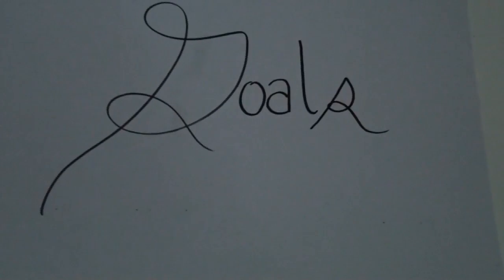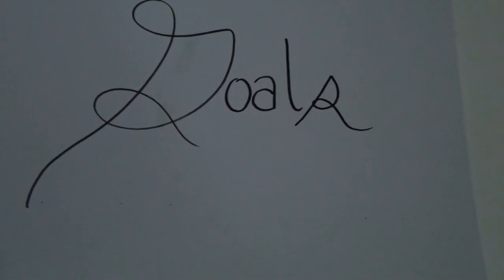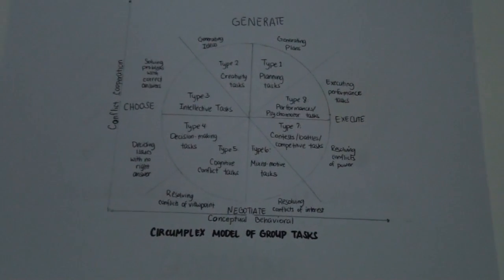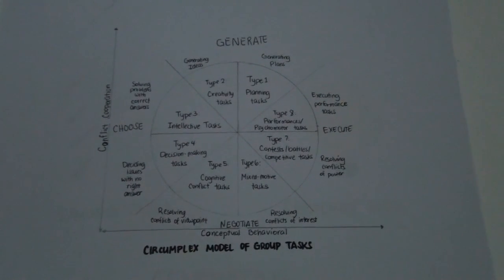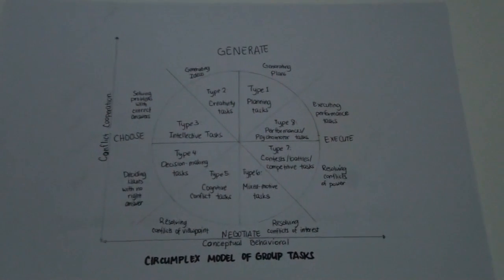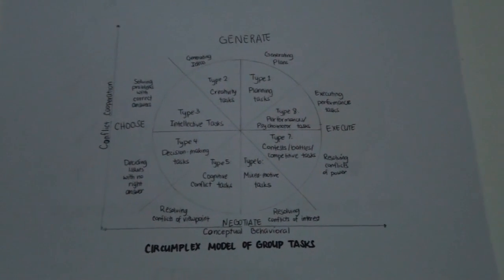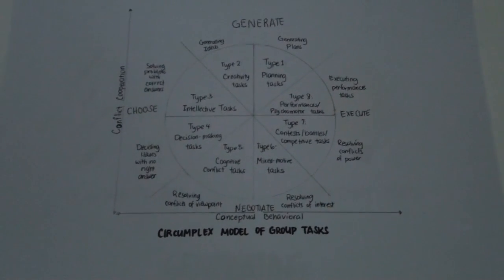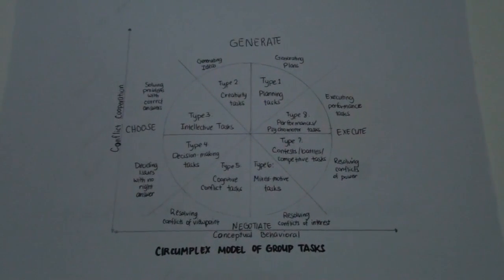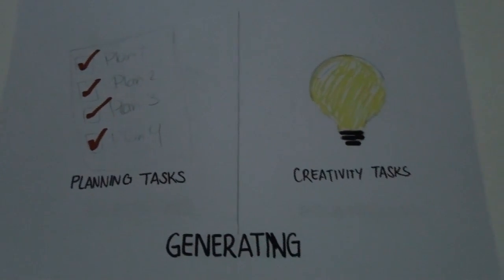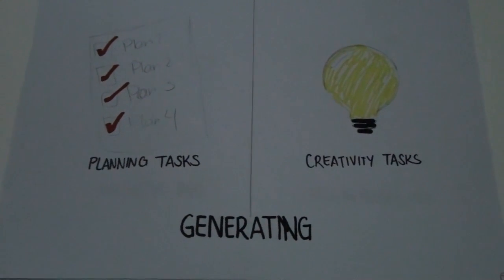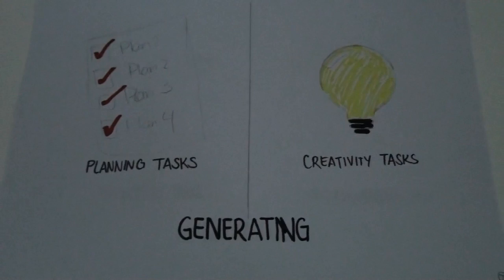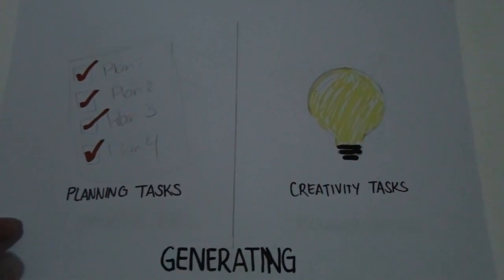The second one is goals. Most groups have a reason for their existence. Groups can facilitate the achievement of these goals. The model divides group goals into 4 main types, which are generating, choosing, negotiating, and executing. They are further subcategorized into 2 categories. The first one is generating, where we come up with ideas and plans to reach goals. They are divided into planning tasks which generate plans and creativity tasks which generate ideas.